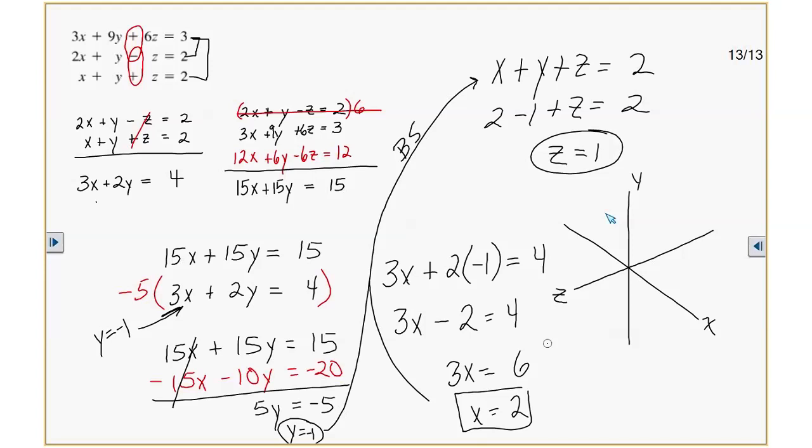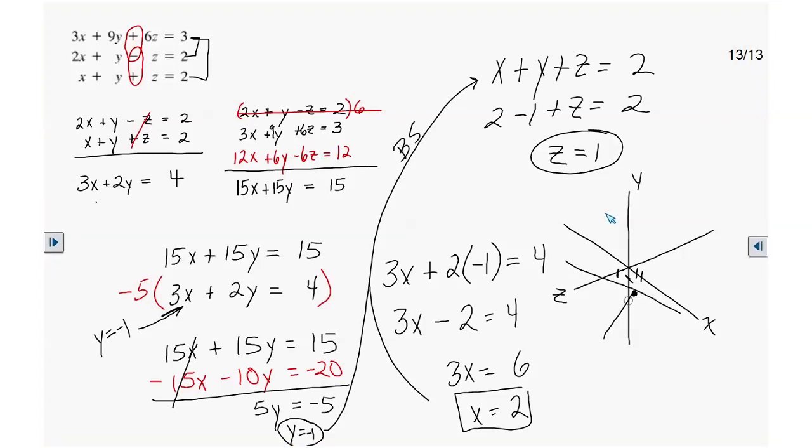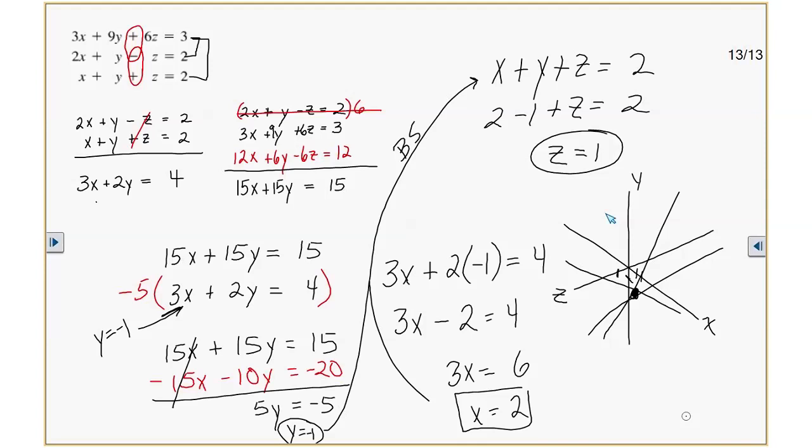So on a three-dimensional graph, these three lines cross at 1. I'm sorry, that's the last one. X is equal to 2. Y is equal to what? Negative 1. So 2, negative 1, and 1. So those three lines cross right there. So you might have one going this way, one going this way, and one going this way. And they cross right there. Be like coming out like this.